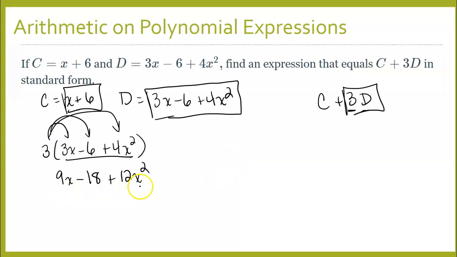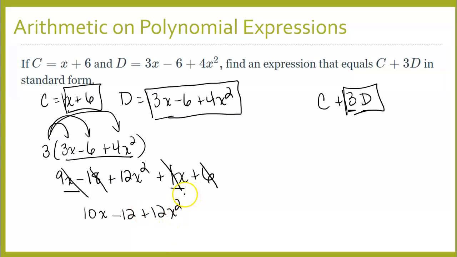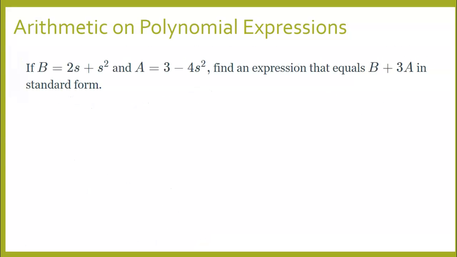So far I have 9x minus 18 plus 12x squared, and I need to add on c, which is x plus 6. Now I can combine my like terms. 9x and 1x make 10x, so those are gone. Negative 18 and 6 make negative 12, so those are gone. And the 12x squared has no like terms, and so you bring that down. You can rearrange this into standard form if you want. 12x squared plus 10x minus 12. You pause the video and try this one on your own.